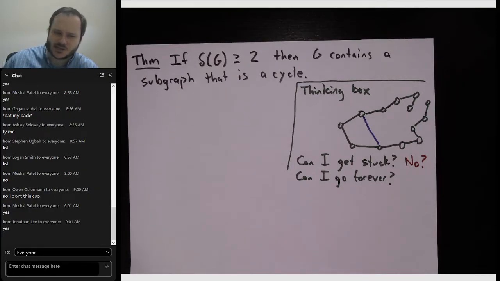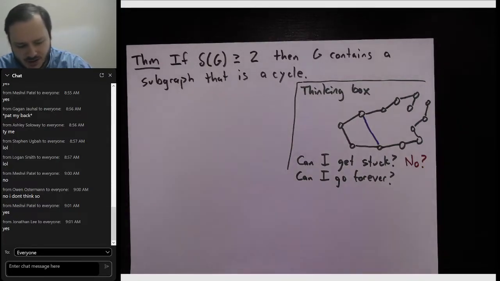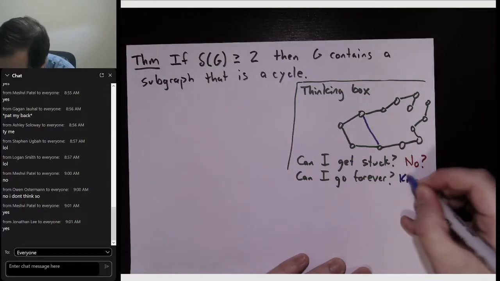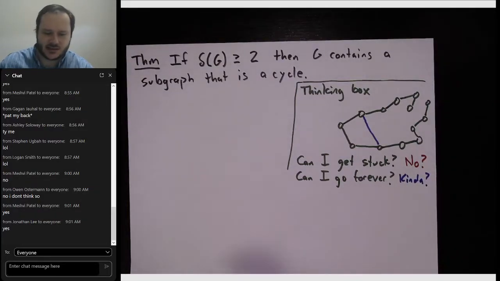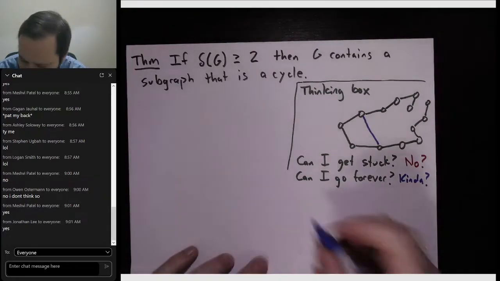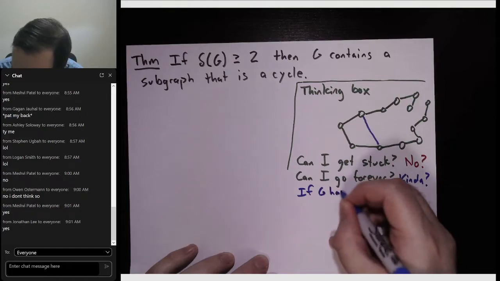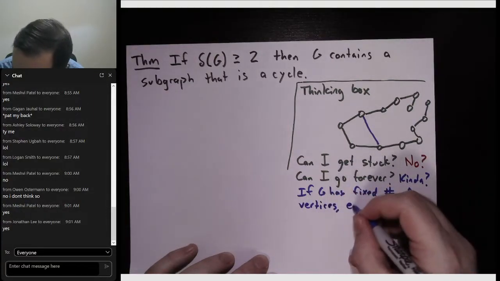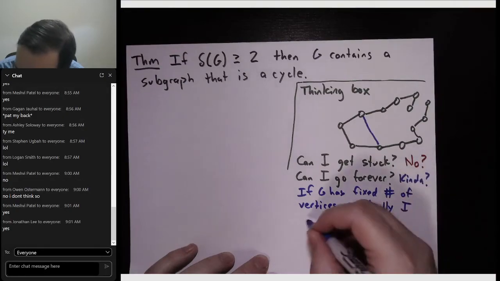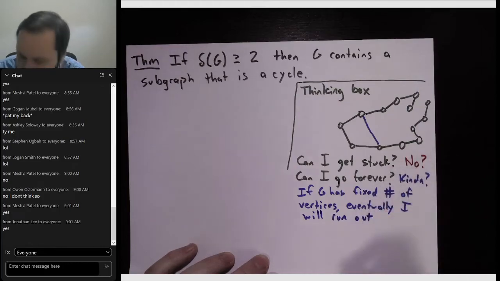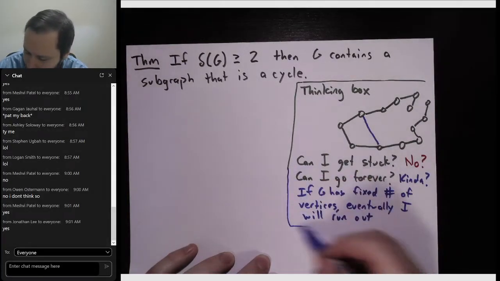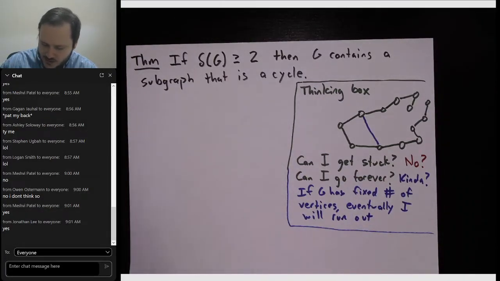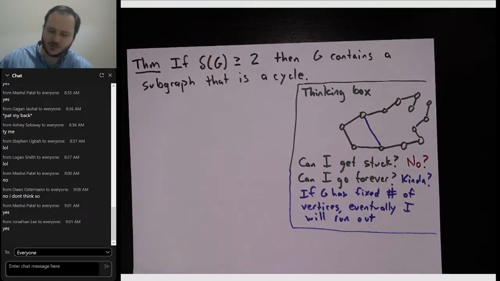But if I know how many vertices I have, then eventually I'll hit a limit. So I'm going to put a "kinda" here. I can just keep adding vertices and adding vertices, but if I know how many vertices G has, then eventually I'm going to run out. If G has a fixed number of vertices, eventually I will run out. So this was our thinking box. This was going into what we're going to use to prove this theorem.